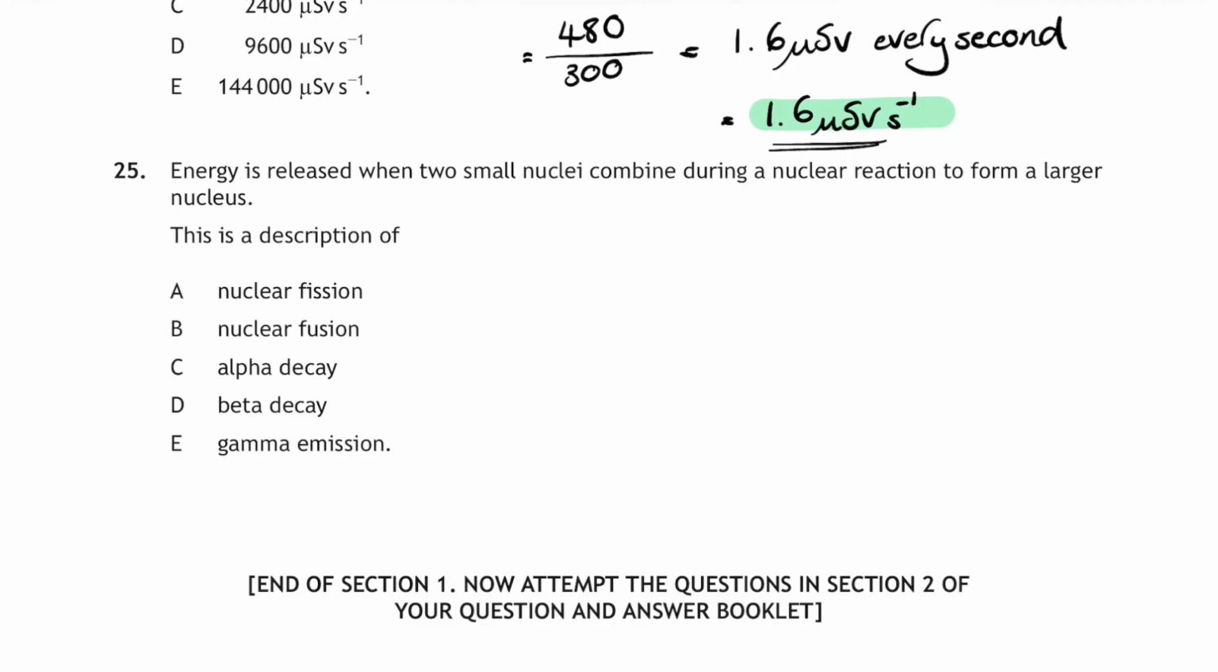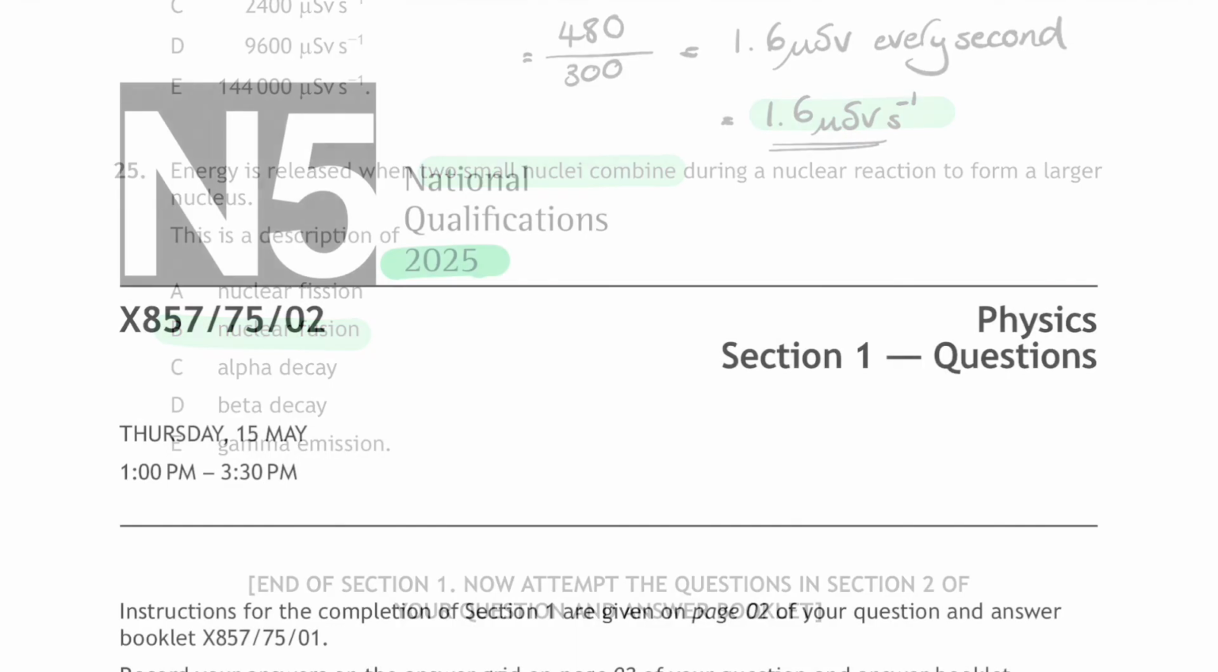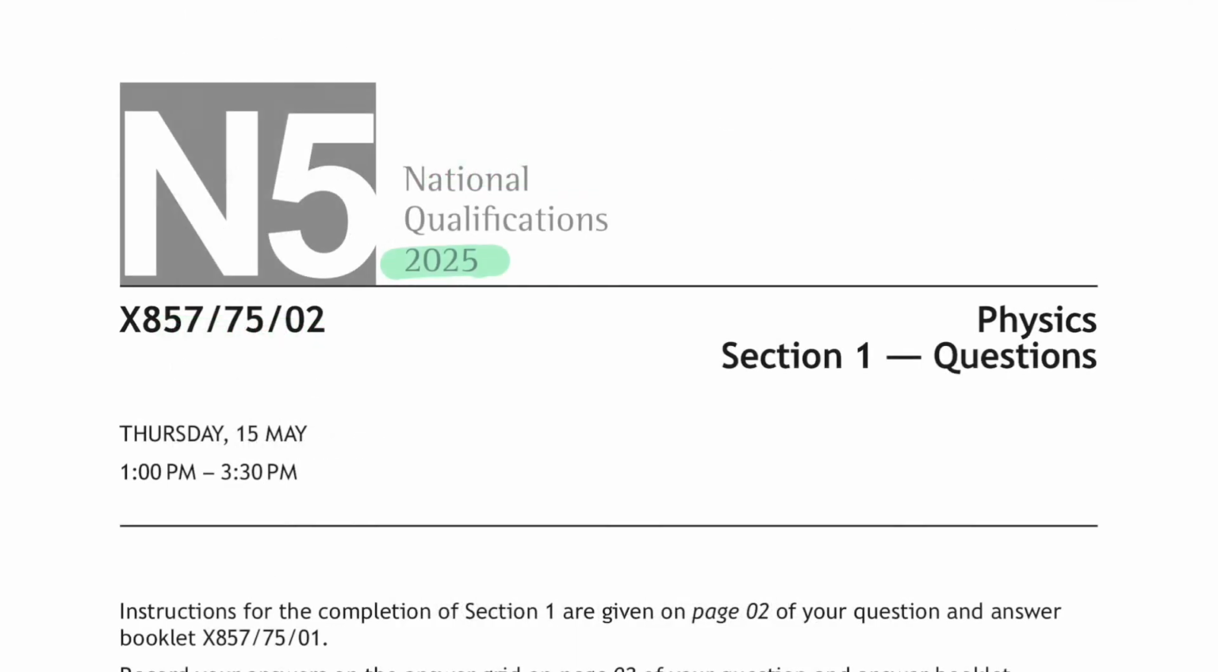Okay, last question then. Energy is released when 2 small nuclei combine during a nuclear reaction to form a larger nucleus. So this is a description of, well, it's nuclear fusion. That's what goes on in the sun with 2 tiny hydrogen nuclei combining to form a helium nucleus. So that's it for the 2025 Section 1 multiple choice questions.